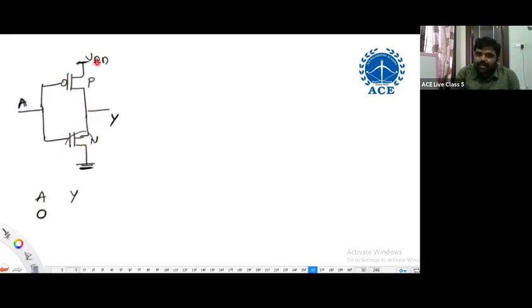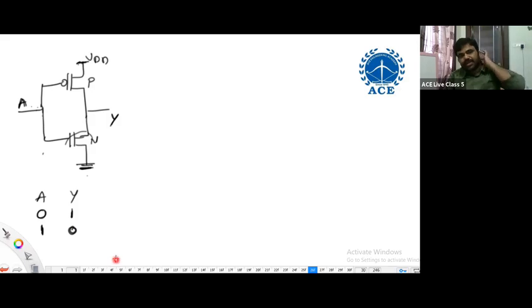Then Y is getting VDD, which is logic 1. Anyone has any question? When A is zero, very simple. Everyone knows, sir. Just a quick revision. If A is zero, what is happening here? This is off, this is on. Y is getting logic 1. If A is 1, what will be there? Output is 0. Why? If A equals 1, this is off, this is on. Y is pulled to logic 0.